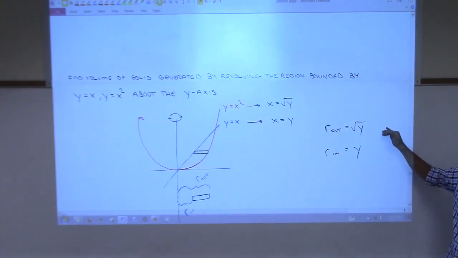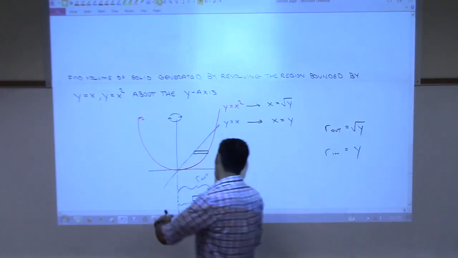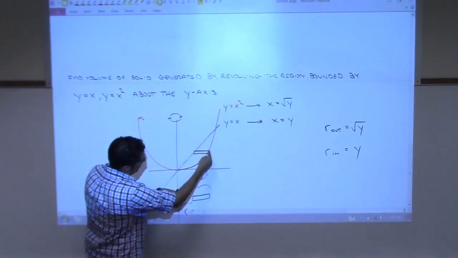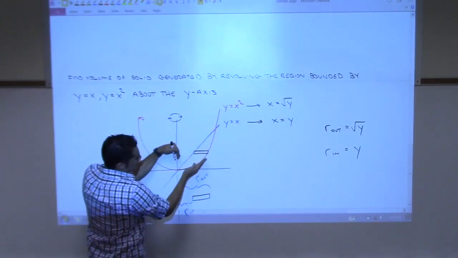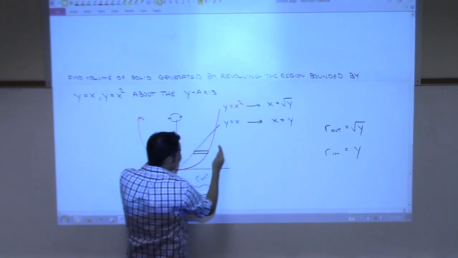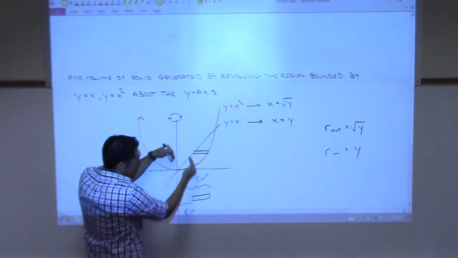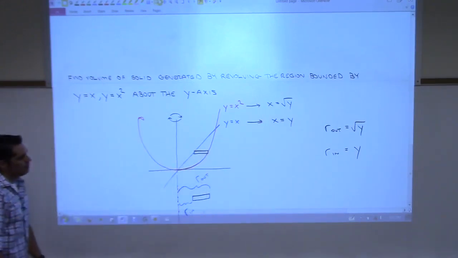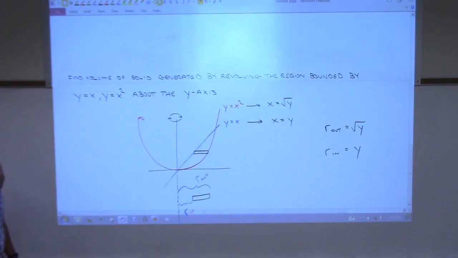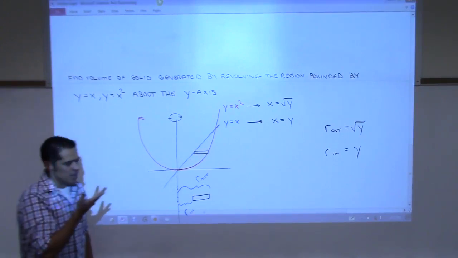Questions on that? R out is a distance from here to here, which is the same as the distance from here to here. That's this function, but turned into a function of y. R in, same thing. I think we're in business.